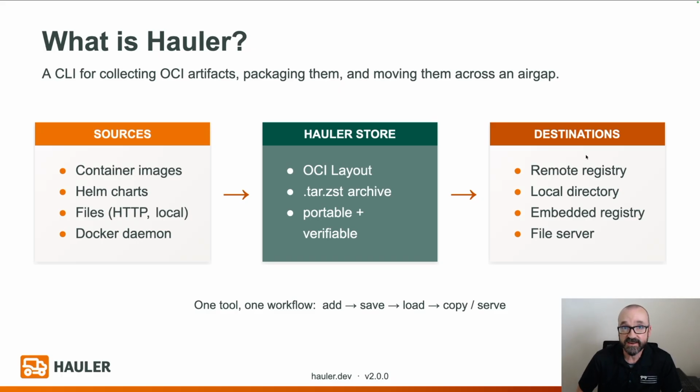And then from there, they have the option of copying those artifacts to a remote registry if one's available. If you have a bunch of files, you can copy them to a local directory if you need. Holler also has the ability to run its own embedded registry, so it can serve up a registry that things can consume from. In a similar vein, it has a file server that it can run. So again, if you've got a bunch of files in your store, you can serve them up in a file store for things to grab from.